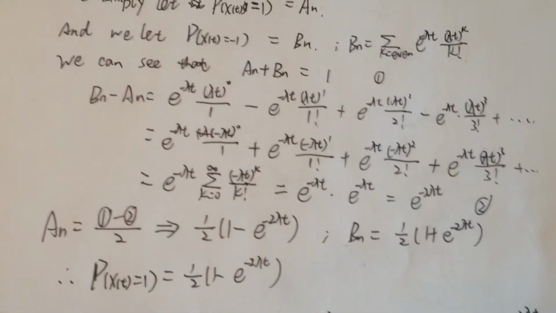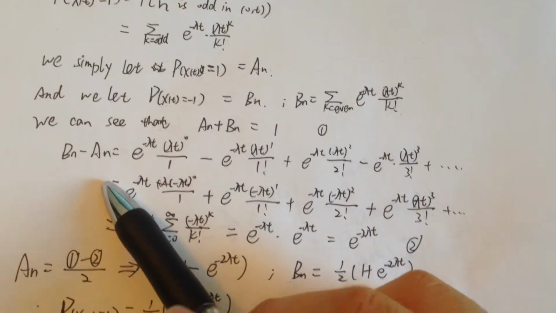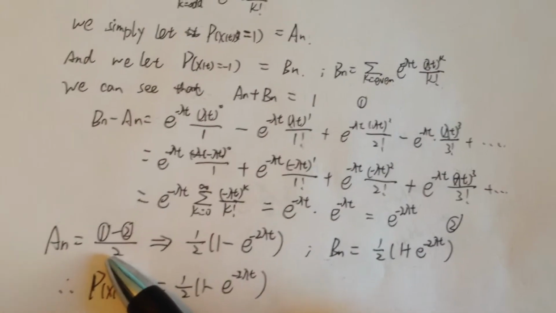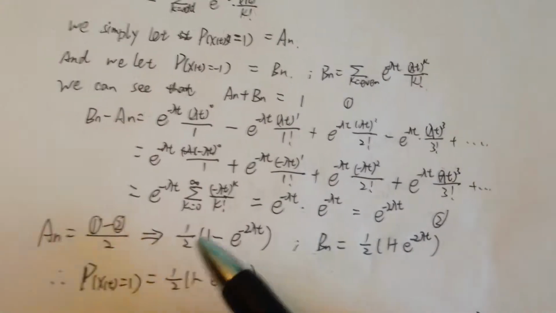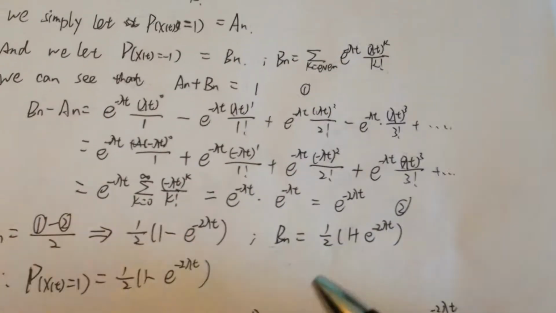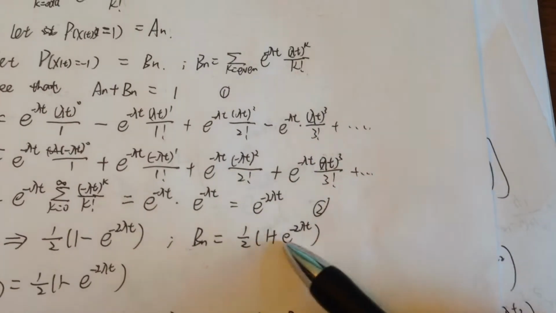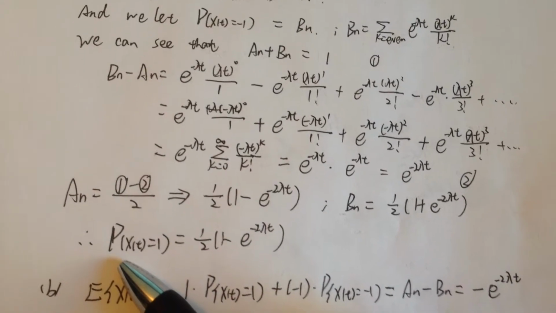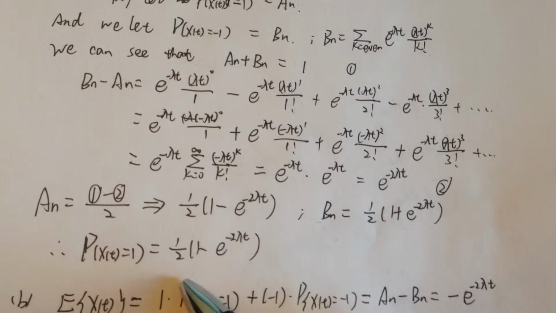So since we have known the answer of a_n plus b_n and b_n minus a_n, we can easily find a_n equals the first formula minus the second formula, divided by 2. It's 1/2 times (1 minus e to the minus 2 lambda t), and b_n equals 1/2 times (1 plus e to the minus 2 lambda t). So the probability of X(t) equals 1 is 1/2 times (1 minus e to the minus 2 lambda t).